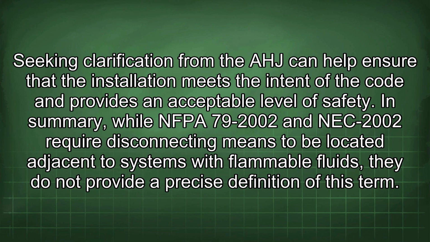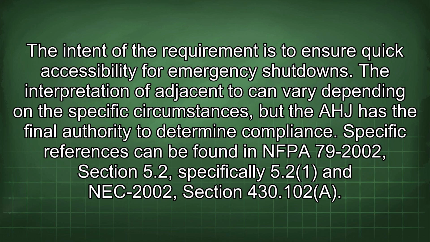In summary, while NFPA 79-2002 and NEC-2002 require disconnecting means to be located adjacent to systems with flammable fluids, they do not provide a precise definition of this term. The intent of the requirement is to ensure quick accessibility for emergency shutdowns. The interpretation of "adjacent to" can vary depending on the specific circumstances, but the AHJ has the final authority to determine compliance. Specific references can be found in NFPA 79-2002, Section 5.2, and NEC-2002, Section 430.102(A).